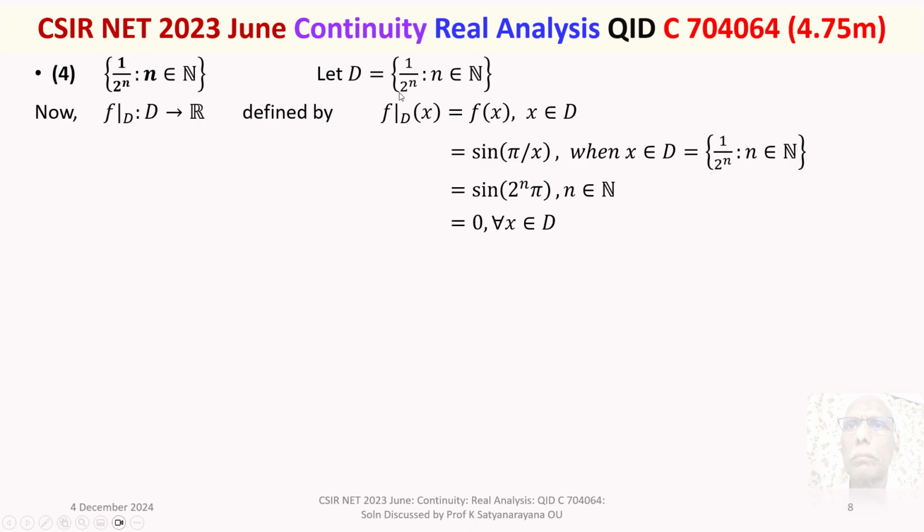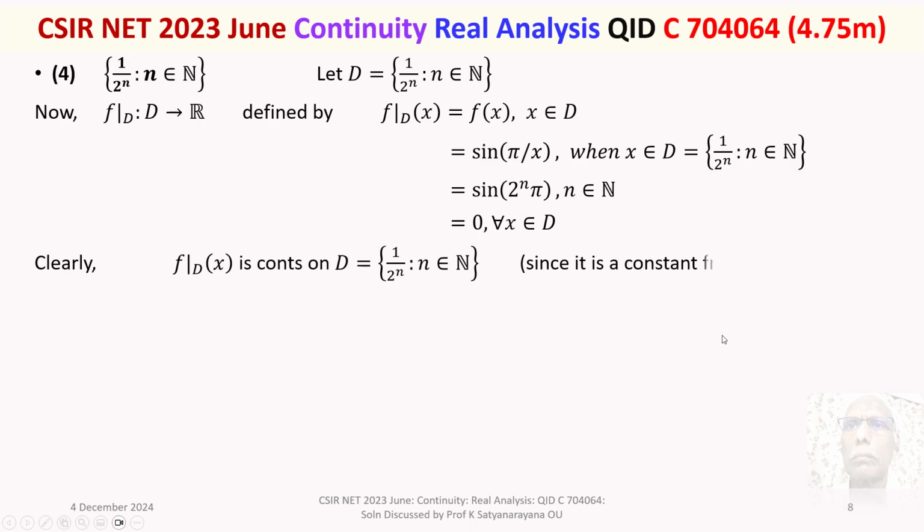So, f restricted to D is 0 for all x belongs to D, that is, it is a constant function on D. So, every constant function is a continuous function. Therefore, f restricted to D is continuous since it is a constant function. Agreed. Therefore, the restriction of f to D, where D is the set consisting of 1 by 2 power n, n belongs to N, is continuous.